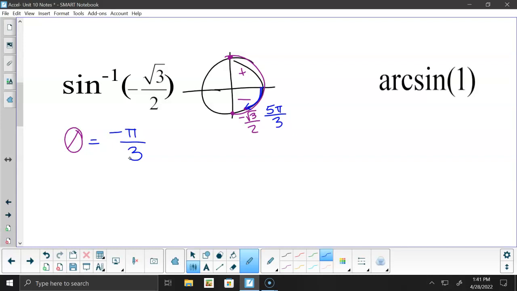Now, if you notice on the second example, it now says arc sine. Is there really any difference between arc sine and sine inverse? No. It means the same thing. This is still just sine inverse of 1. So it's just a real messy way of showing the same thing, different notations.